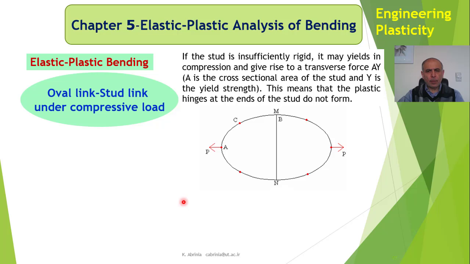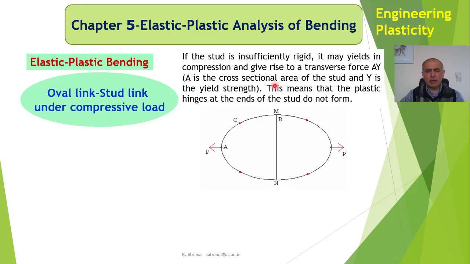Now in this example, we have again the ellipse, the oval link. Also we have the stud in here, but we have a condition for this stud. We are saying that if the stud is insufficiently rigid. In the previous example, we considered the stud as not deformable, a completely rigid stud. But here it says if it is insufficiently rigid, it means that it can deform.